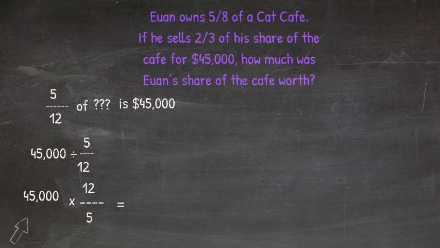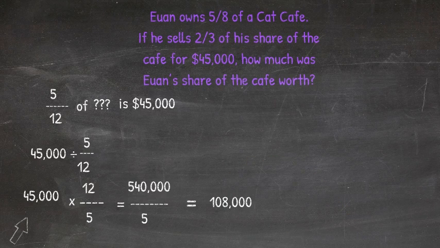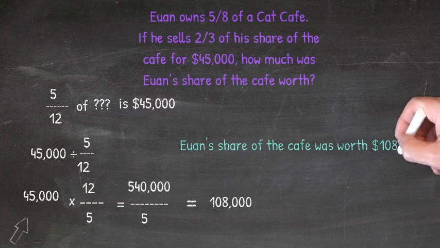45,000 times 12 is 540,000. 1 times 5 is 5. So we now have a fraction of 540,000 fifths. But as you remember, a fraction is also another representation of a division. So we can divide 540,000 by 5 to get 108,000. This means that Ewan's share of the cat cafe was worth $108,000.